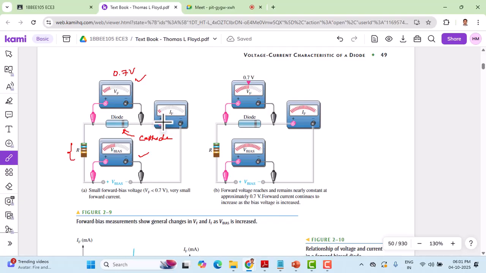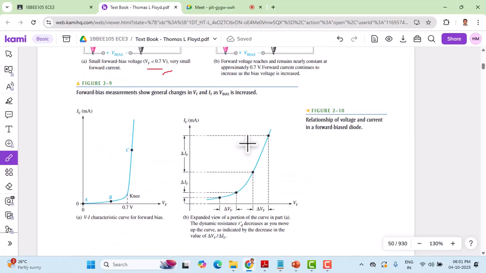But here the current keeps increasing when the diode starts conducting. This is a setup for forward voltage less than 0.7 only. In this experimental setup, we are not going to apply voltage beyond 0.7. Whereas in this experimental setup, we apply voltage beyond 0.7, and we'll see what voltage exists across the diode, which is typically 0.7 volt. We'll plot this as a graph, and the graph looks like this.